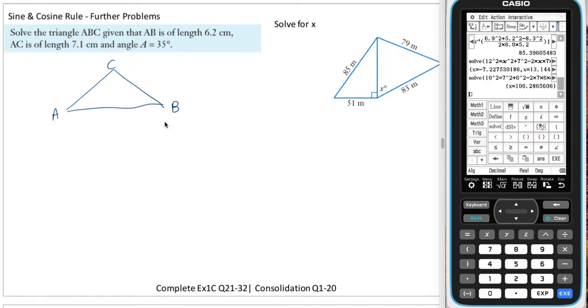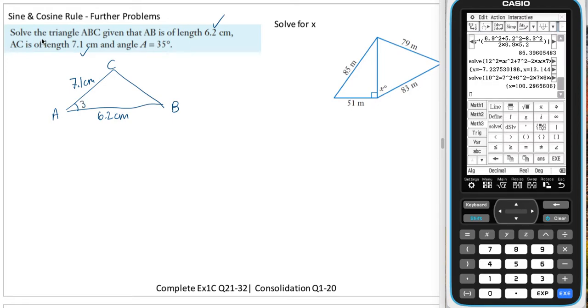Given that AB is of length 6.2 centimeters, and you can tick this off as you go, AC is of length 7.1 centimeters, and angle A is 35 degrees. Oh, it's actually worked out, looks relatively to scale, so I'm sort of happy with that.